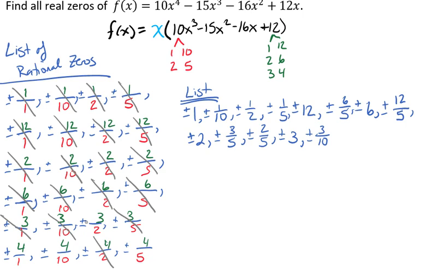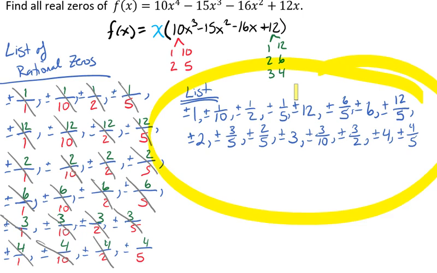And then we've got 3/2. We don't have a 3/2 yet, so plus or minus 3/2. Cross that one out. We don't have a 4 yet, so plus or minus 4. And then a 4/10 reduces to a 2/5. We have a 2/5, so we can cross that out. And then we have the plus or minus 4/5, which we don't have yet. So these right here, that huge old list, are all the possibilities.